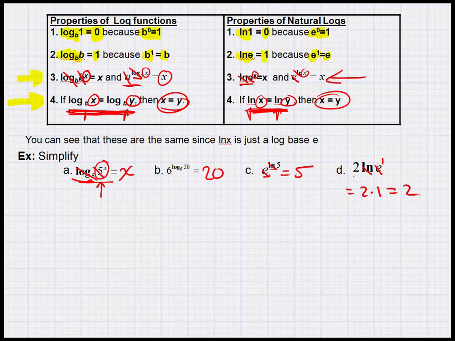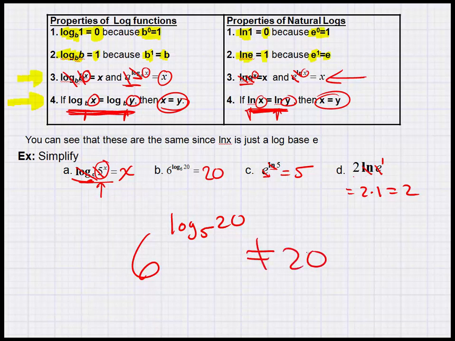Now the bases have to be the same for this to work out. If I gave you 6 to the log base 5 of 20, I'm not going to get 20 because I can't cancel these two things. The bases aren't the same. But if this was a 6 here, now they're inverses of one another. Now they can cancel and I just get the 20. In this case, it will be equal. So that's important.